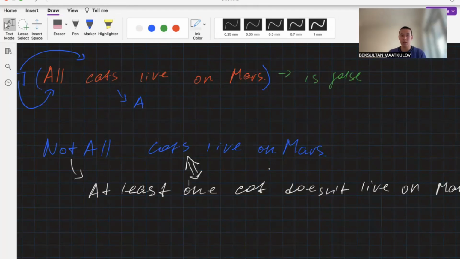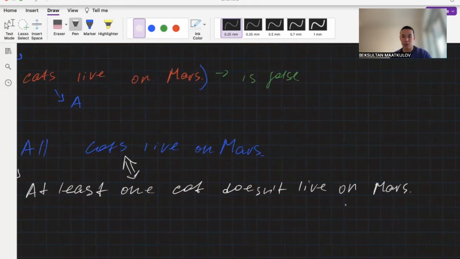And your contradictory statement is to find at least one cat which does not live on Mars, right? If you find me at least one cat which does not live on Mars, then you can totally contradict my statement. My statement was that all cats in the universe live on Mars. And in order to contradict it, it's enough to find at least one cat which does not live on Mars. And yeah, at least one cat doesn't live on Mars.